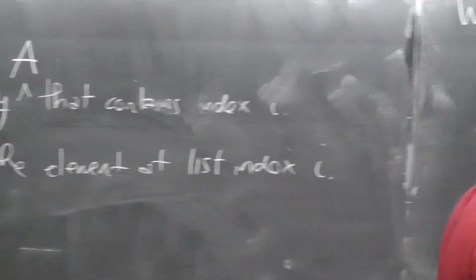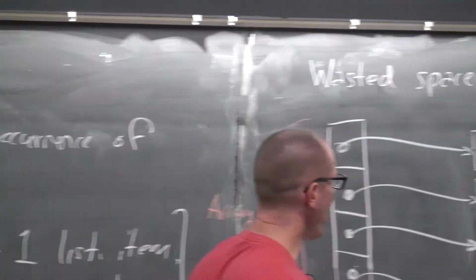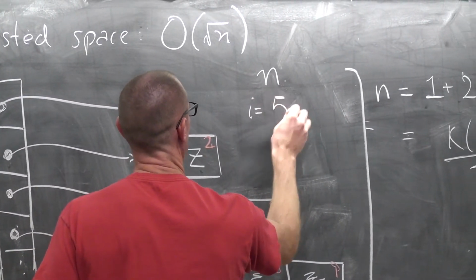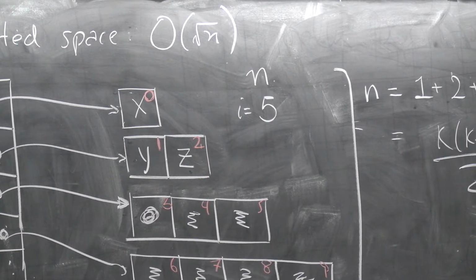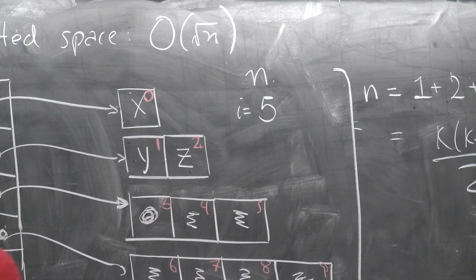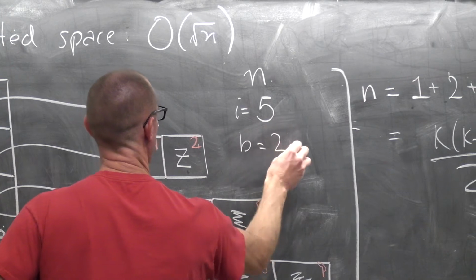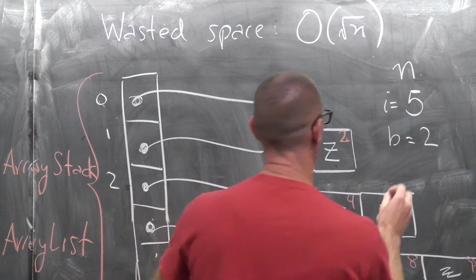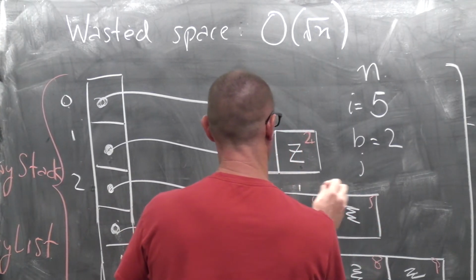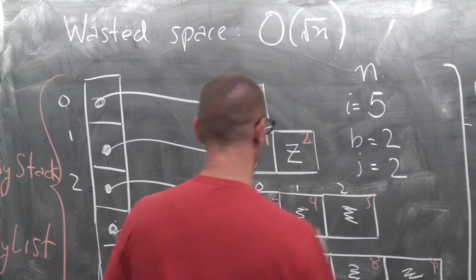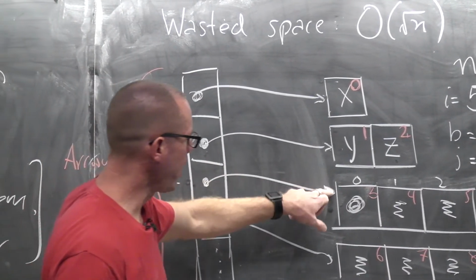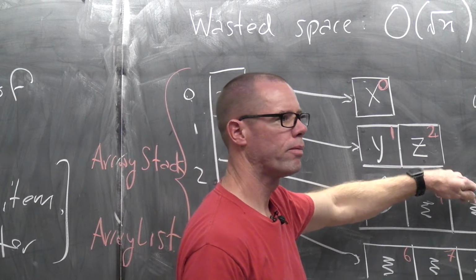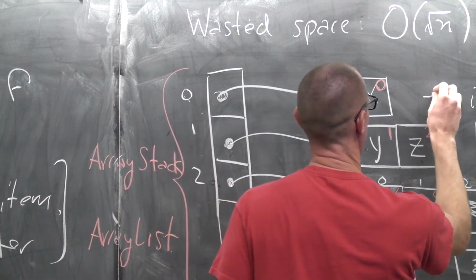Okay, so for example, if I take I equal to 5, then I want B equal to 2, because I want this subarray, and I want J, 0, 1, 2, to be equal to 2. So go to this subarray and take the element at index 2. That's the element I'm supposed to return for 5. Okay, so that's an example.